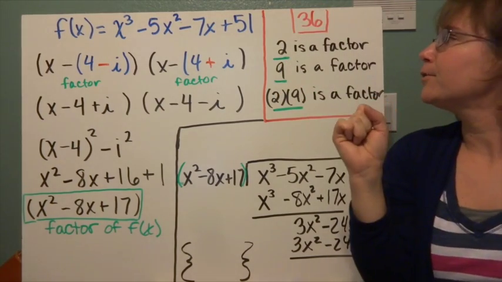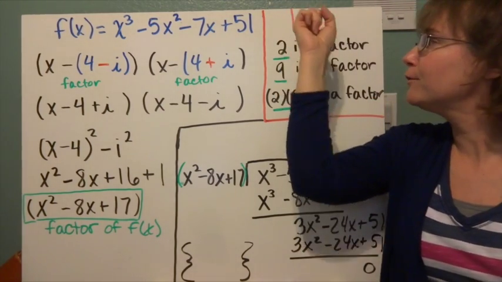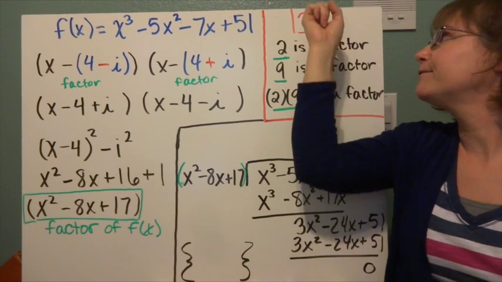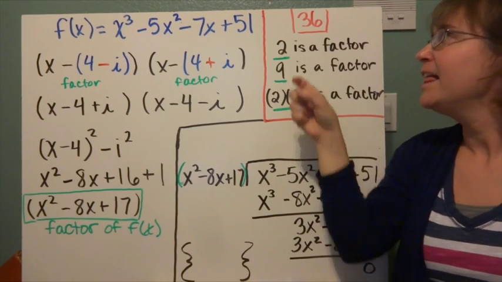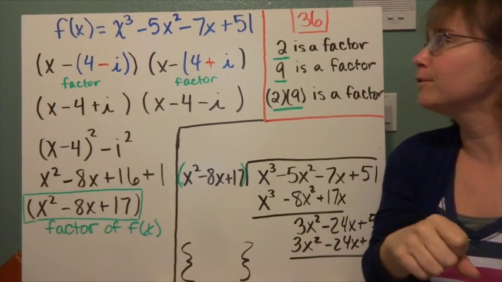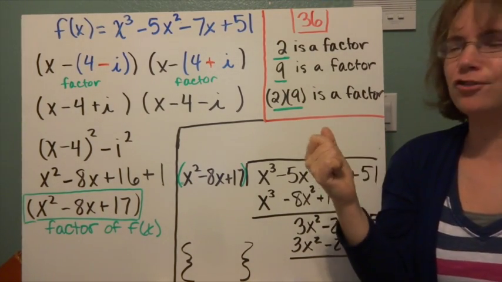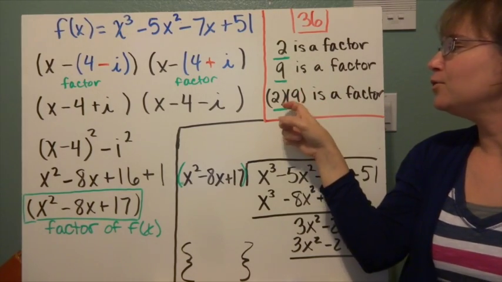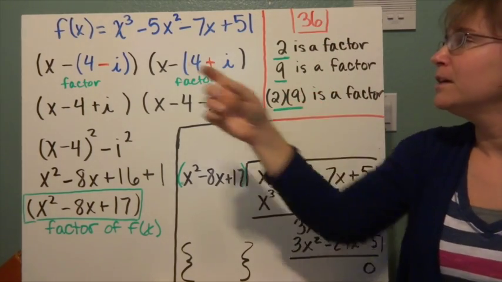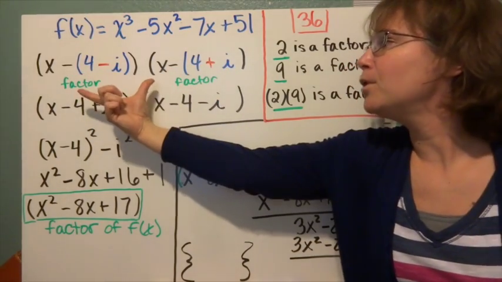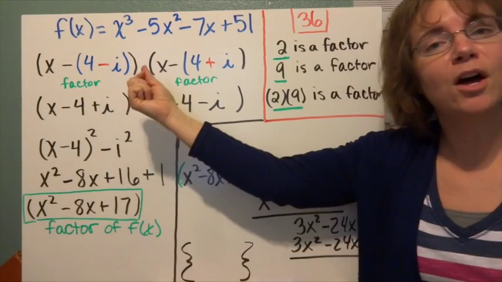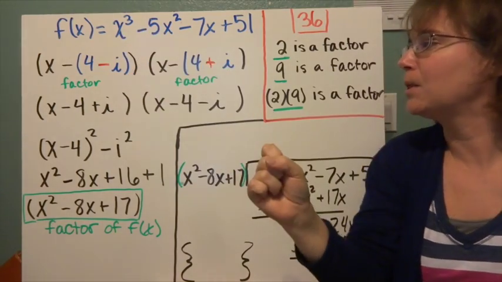So if we have the number 36 and we know 2 is a factor of 36, we also know 9 is a factor of 36. If we multiply 2 times 9, that also has to be a factor of 36. You can think of factor trees when you're thinking of this. So 2 times 9 is also a factor. So if this is a factor and this is a factor, then when we multiply them together, that will also be a factor of this polynomial.